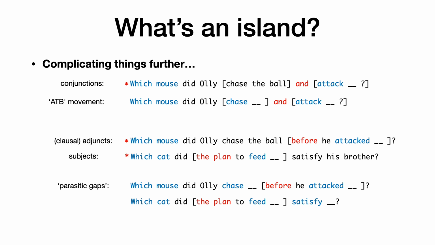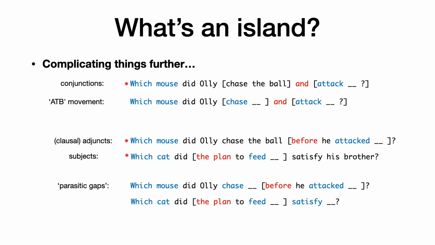Similarly, which cat did the plan to feed satisfy is also okay, right? So that, again, cat is understood as the object of the verb feed and satisfy. And as long as that WH phrase, which cat, is associated with both gaps, then the sentence sounds okay. Okay, so that's the basic inventory.